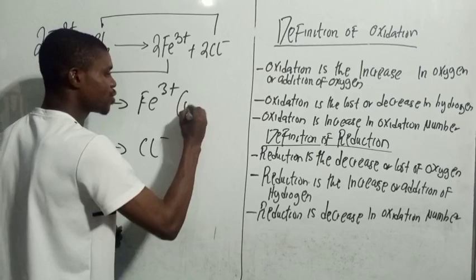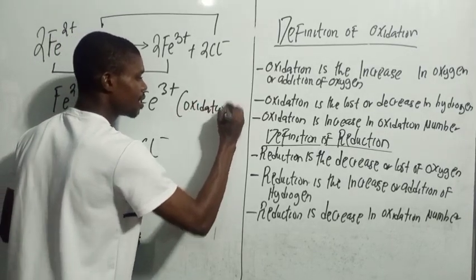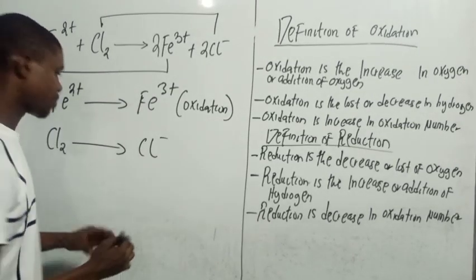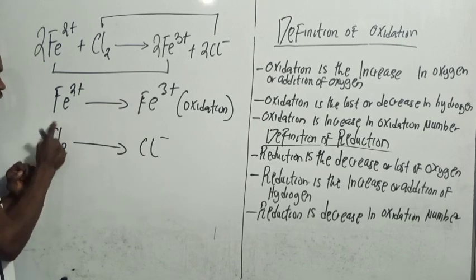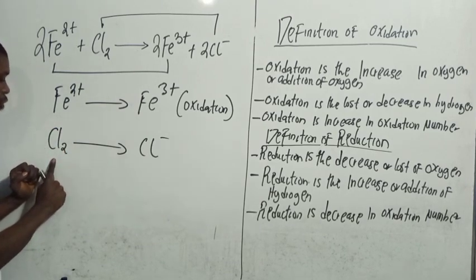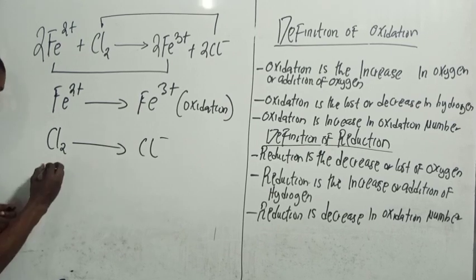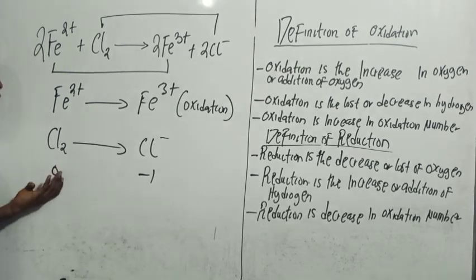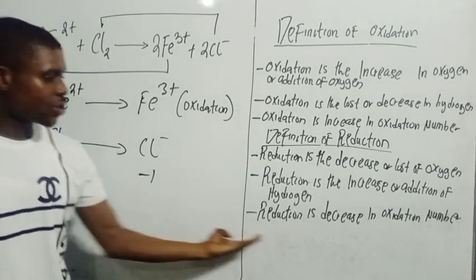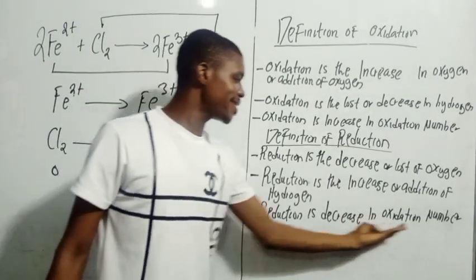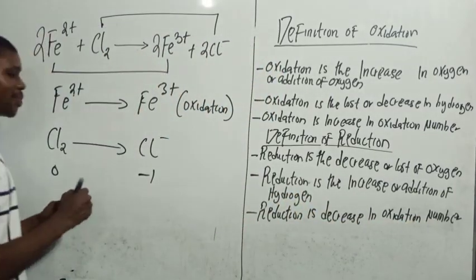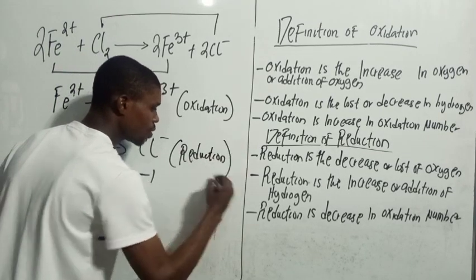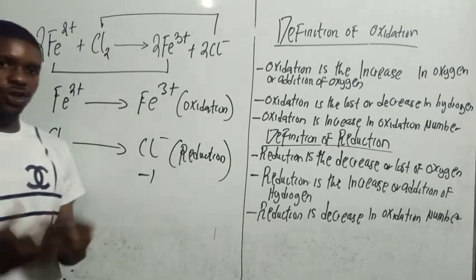So this guy is oxidation. Oxidation is an increase in oxidation number. The oxidation number of neutral chlorine is 0, and here it is minus 1. So chlorine moves from 0 to minus 1, and reduction is a decrease in oxidation number. It means that this one here is reduction. Hope you understand.